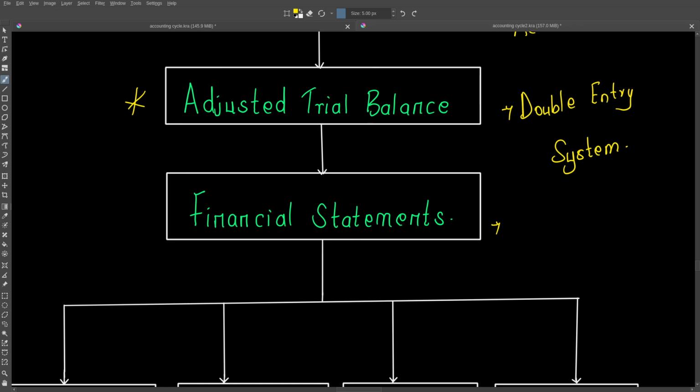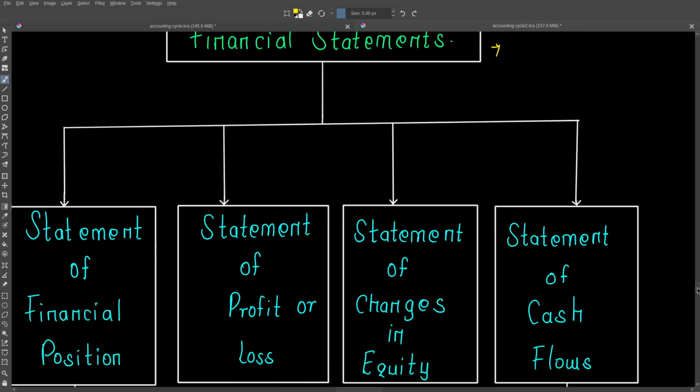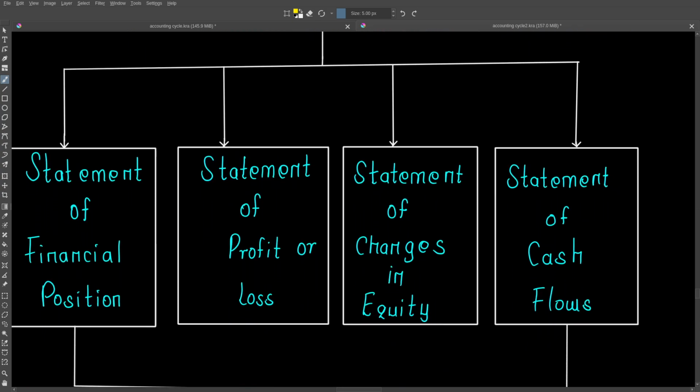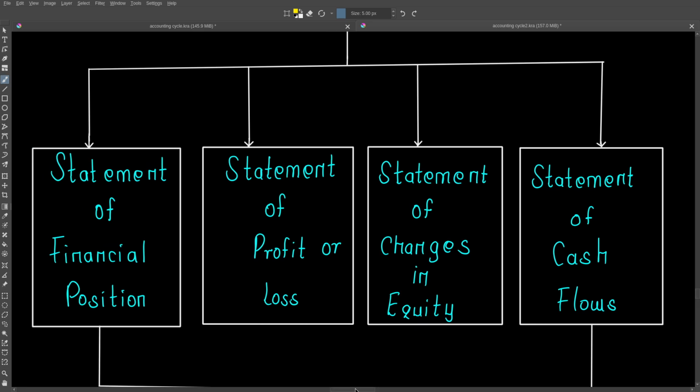Now let us look at the key financial statements that are usually prepared. Number 1 is the statement of financial position, which was commonly known as the balance sheet. This shows the balances as at a particular point in time. It will show the assets in the business, the liabilities and equity in the business.